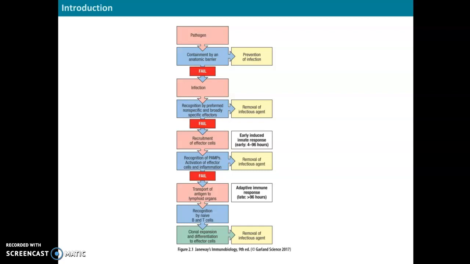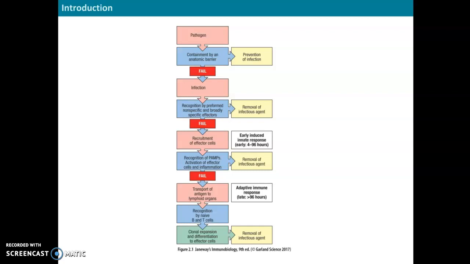After engulfment, these macrophages and dendritic cells will move to the secondary lymphoid organs, where they will do antigen presentation to the naive B cells and T cells. And if they activate a B cell or a T cell, there will be clonal expansion and differentiation into effector cells, and they will remove the infectious agent. So all of that stuff downstream of transport of antigen to the lymphoid organs is stuff we will talk about later in the semester.